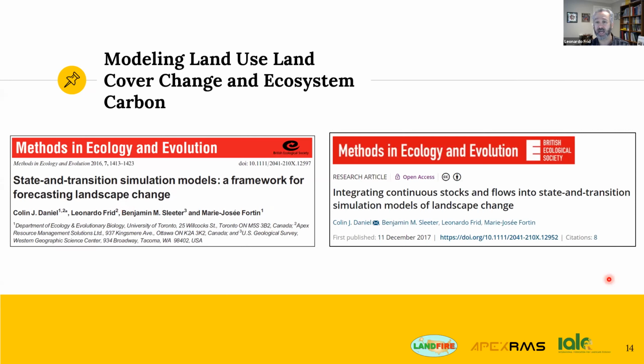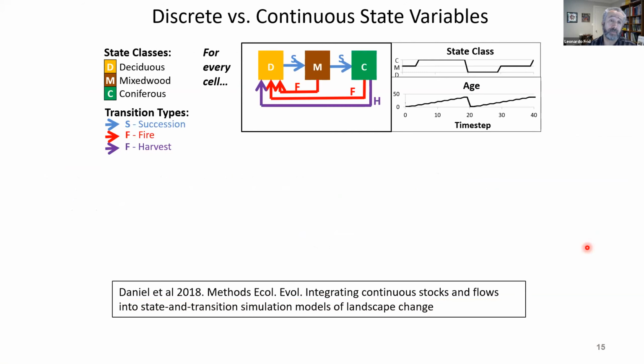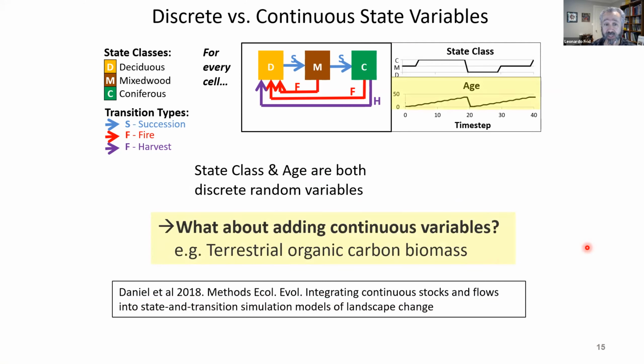And then the second one takes into account not just, so far I've just talked about discrete variables like state and age, but takes into account adding continuous variables to your state and transition simulation models, specifically to be able to model carbon. So so far we've talked about in this very simple example model that I showed you discrete variables, and those variables are the state class that occurs in a particular location in space, and the age of that location. So the question is, how do we track continuous variables, and what are the kinds of continuous variables that we may want to track in a state and transition simulation model?